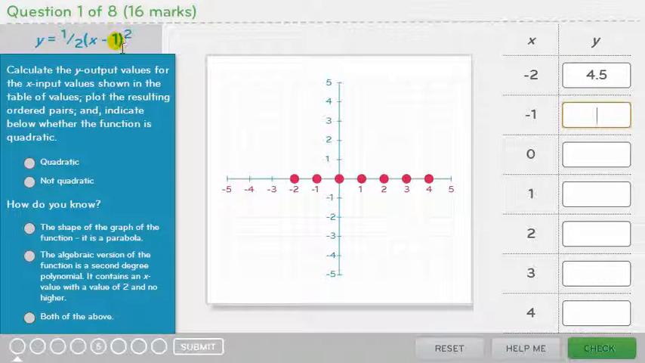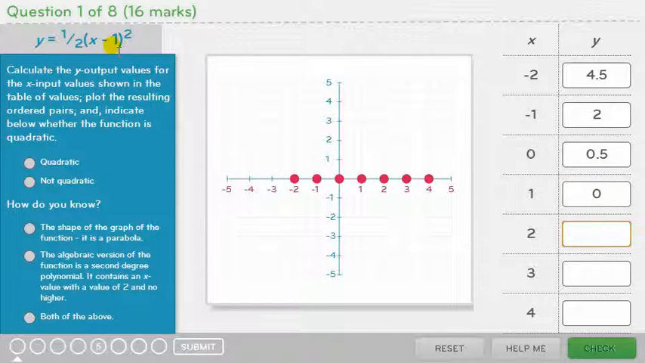-1 minus 1 more is -2. -2 squared is 4. 4 times 1/2 is 2. 0 minus 1 is -1. -1 squared is +1. 1 times 1/2 is 0.5. 1 minus 1 is 0. 0 squared is 0. 0 times 1/2 is 0.